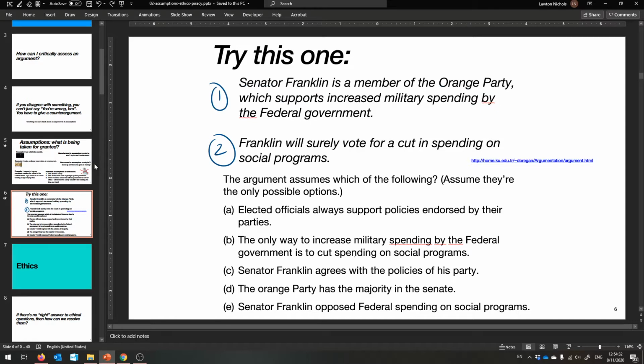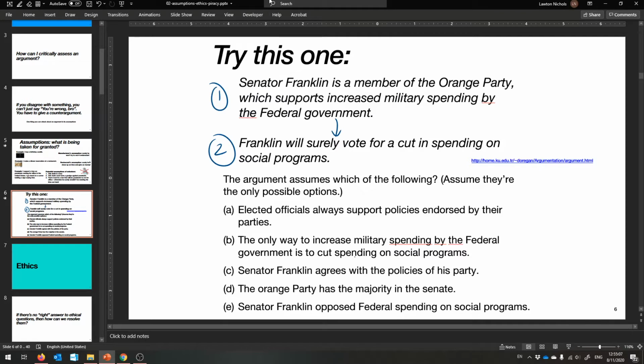Alright, let's go to the other end. Let's try E. Senator Franklin opposed federal spending on social programs. That would actually support option 2. That would make sense, that Franklin would surely vote for a cut in spending on social programs, but it no longer makes sense why the first sentence was included at all then. It says nothing about the Orange Party. It says nothing about military spending. So again, it doesn't link those two ideas. Okay, so we're looking for some kind of link from here to here.